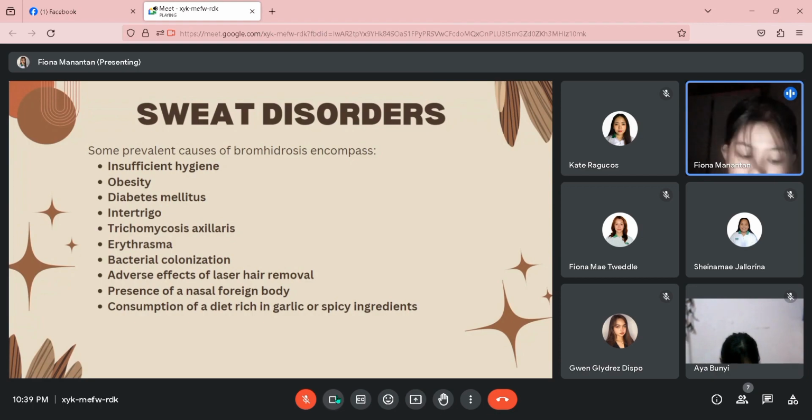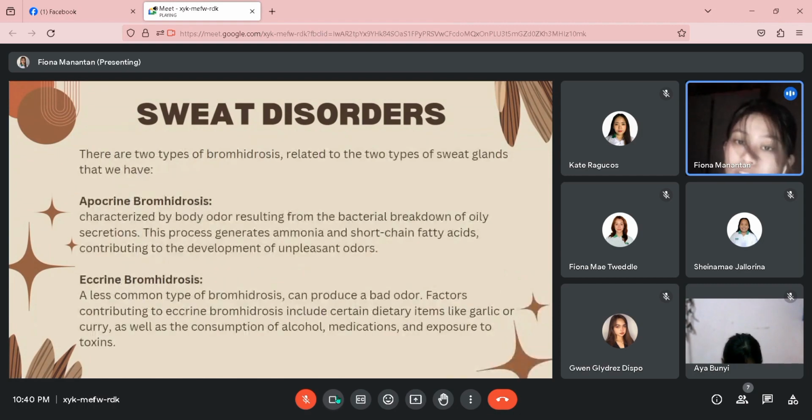Hyperhidrosis is also a condition characterized by excessive sweating, where people with hyperhidrosis are more likely to experience body odor due to increased amount of sweat available for bacteria to break down. Now, there are two types of bromhidrosis related to the types of sweat glands that we have. First is the apocrine bromhidrosis, which is characterized by body odor resulting from the bacterial breakdown of oily secretions.